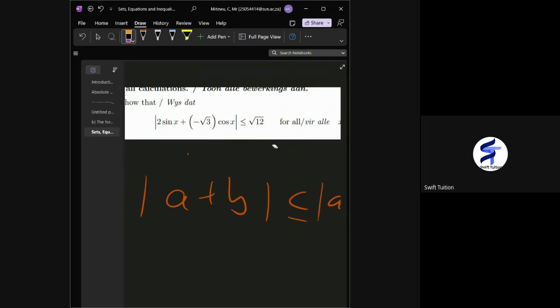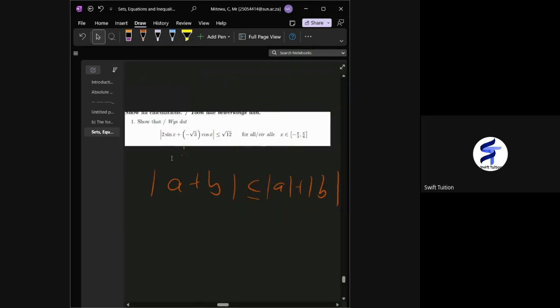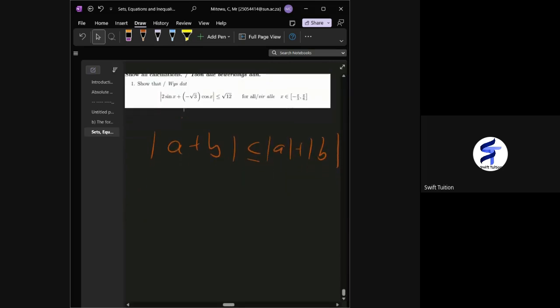So if I were to rewrite this expression, as you can see above here, whilst applying the triangle inequality, what do I have? Well, first of all, don't forget what we're trying to solve. We're trying to prove that this thing is less than or equal to root 12, right? So let's go back to what we have over here.